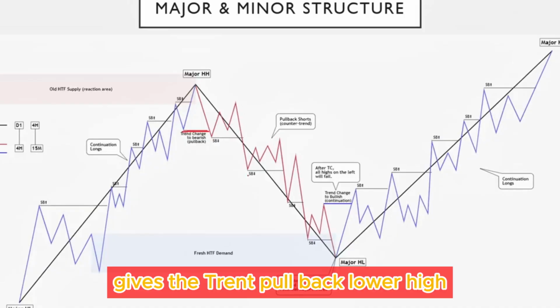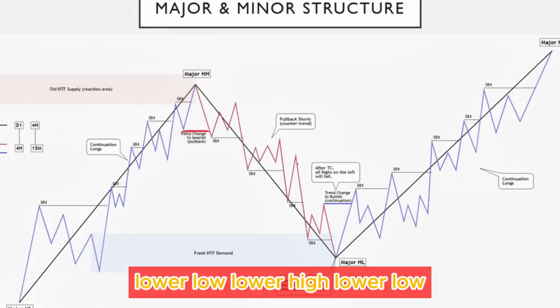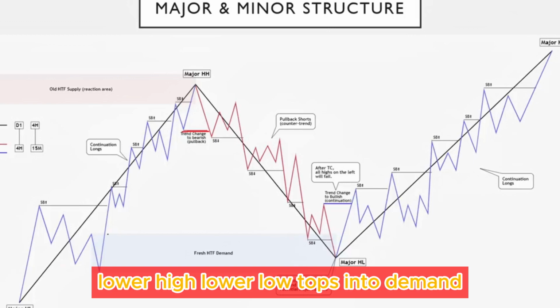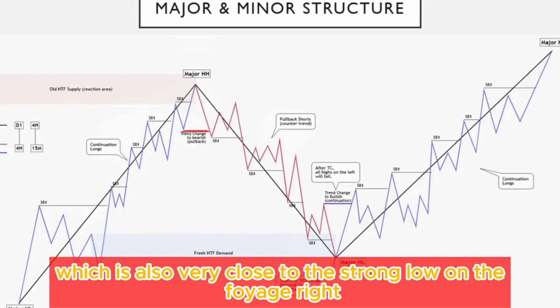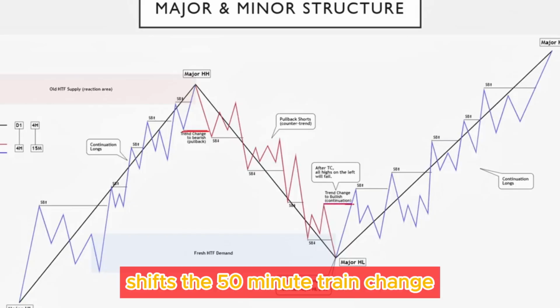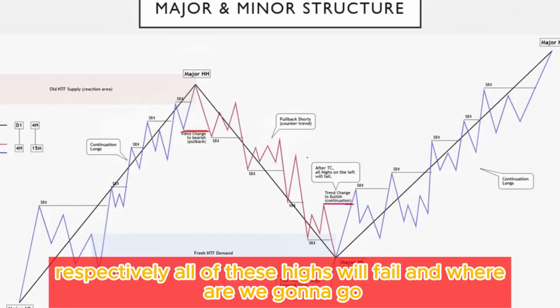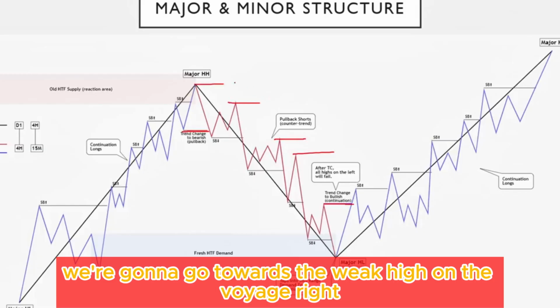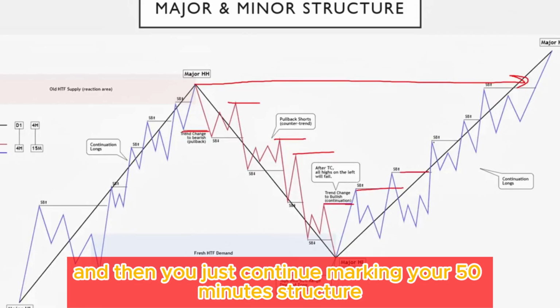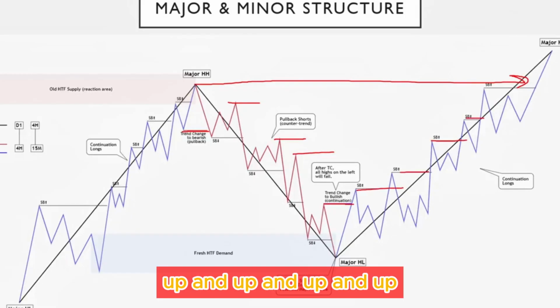Pull back, lower high, lower low, lower high, lower low, lower high, lower low, taps into demand, which is also very close to the strong low on the foliage, right? Shifts the 50-minute trend change. So then, as I told you, respectively, all of these highs will fail. And where are we going to go? We're going to go towards the weak high on the foliage, right? And then you just continue marking your 50-minute structure up and up and up and up.